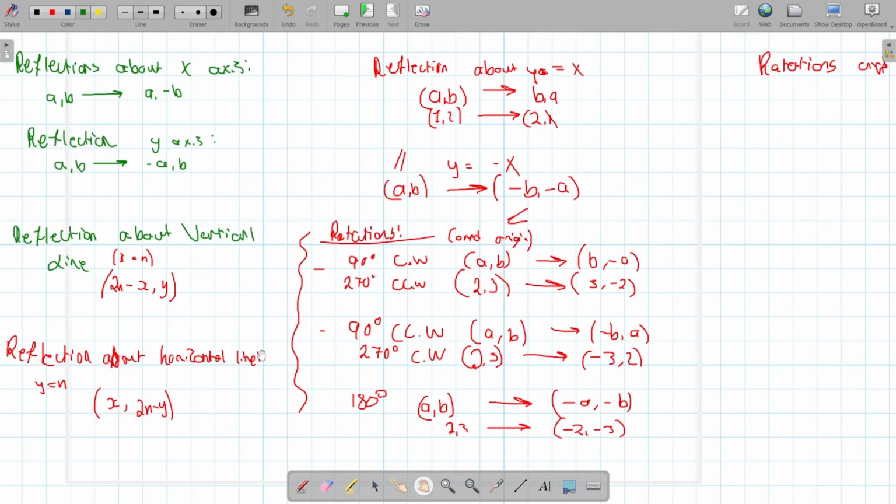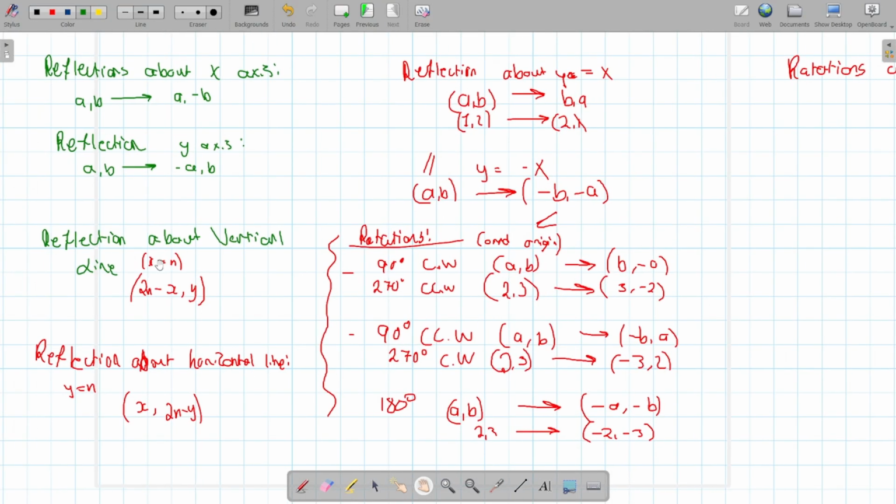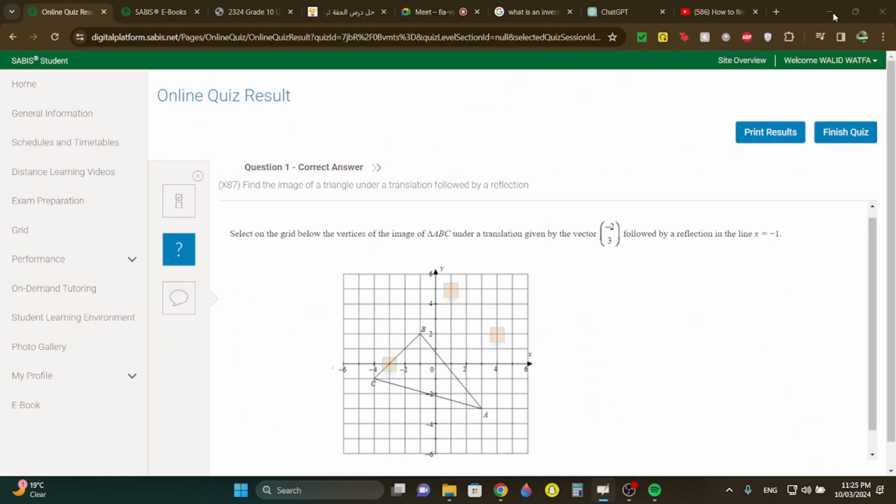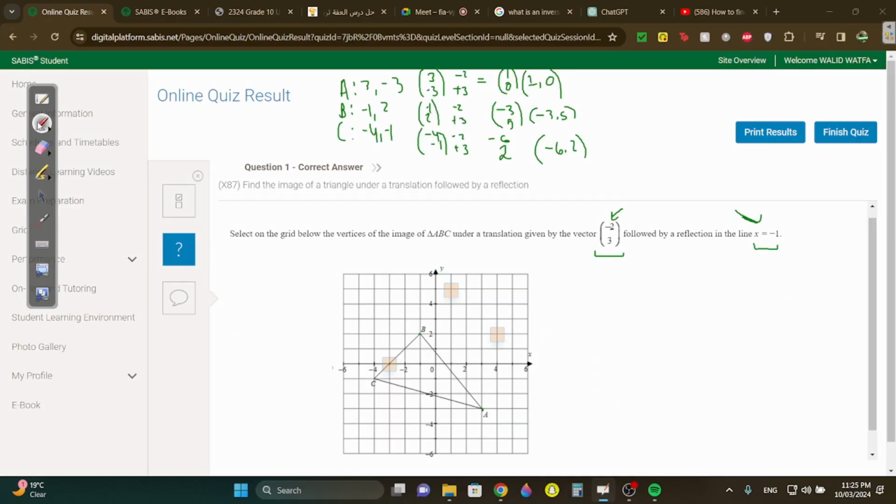We know if you want to reflect it about the vertical line x equals n, it's going to be the same as 2n minus x, y. So 2n minus x, y, right? Our n is -1. The rule is 2n minus x comma y. In this case, our n is -1.